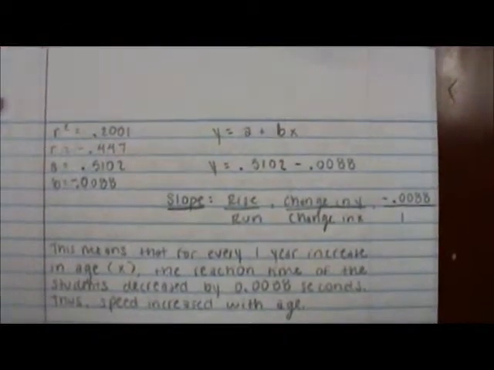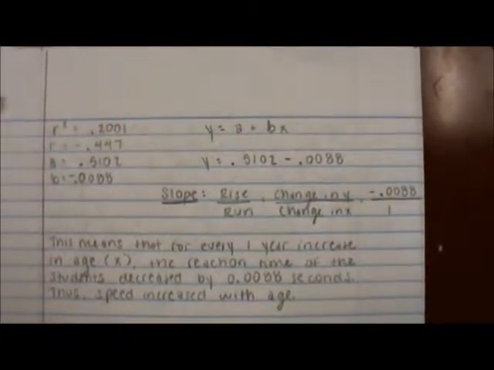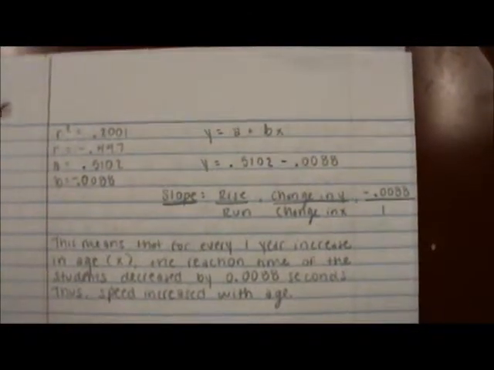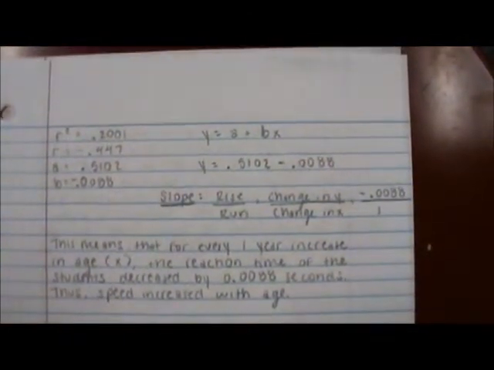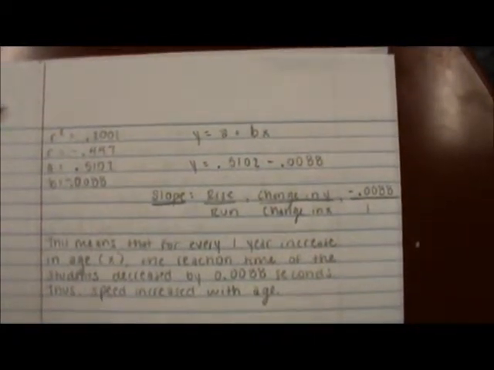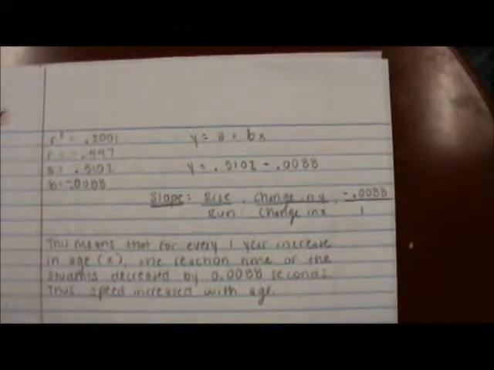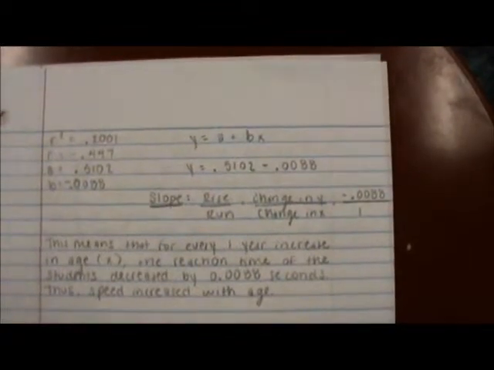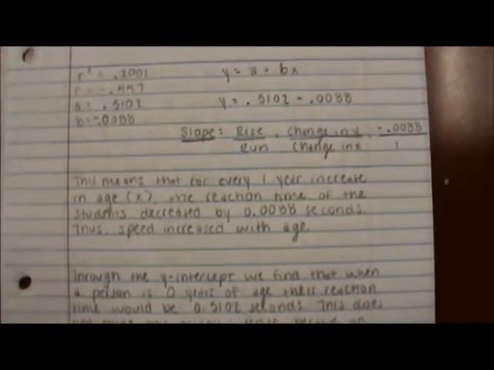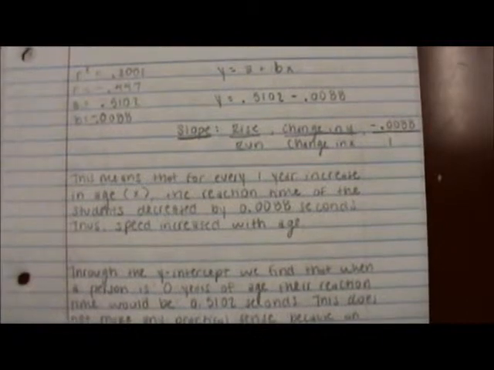We found our r squared to be 0.2001, our r to be negative 0.447, our y-intercept to be 0.5102, and our slope to be negative 0.0088. We used the formula y equals a plus bx and filled in our y-intercept and slope, and then filled in the y-intercept and slope into the rise over 1 equation using the change in x and change in y to determine that for every 1 year increase in age, x, the reaction time of the students decreased by 0.008 seconds.